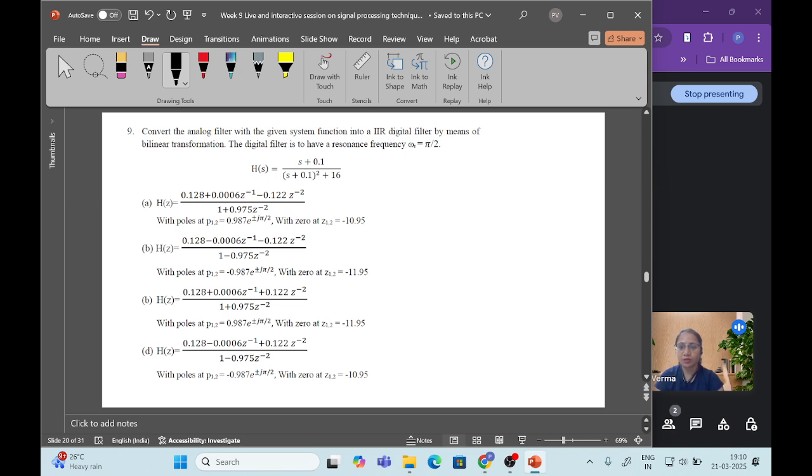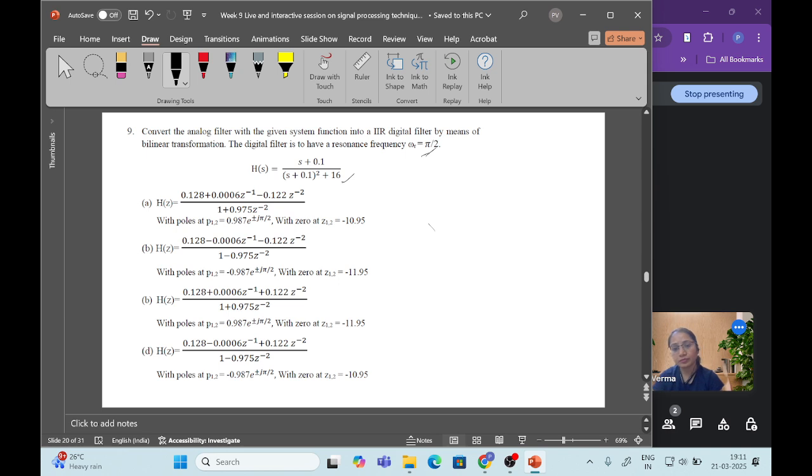So now the next question is also related to the IIR filter design using the bilinear transformation. The question is, convert the analog filter with given system function into an IIR digital filter by means of a bilinear transformation. The digital filter has a resonance frequency, omega r, given as pi by 2. The transfer function is given, H of s is equal to s plus 0.1 divided by (s plus 0.1) square plus 16. So by using the bilinear transformation we have to design a digital filter.